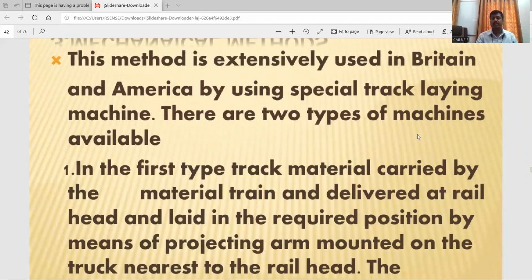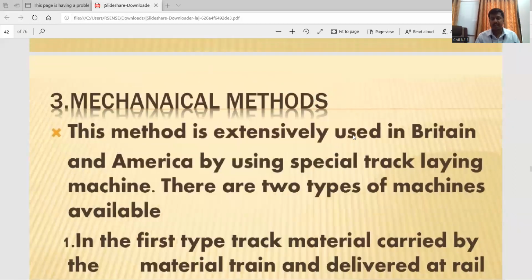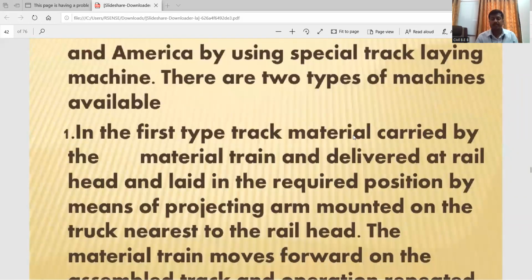Then there is the mechanical method. This method is extensively used in Britain and America by using special track laying machines. There are two types of machines available as far as these mechanical methods are considered. In the first type of track material, material is carried by the material train and delivered at the railhead.